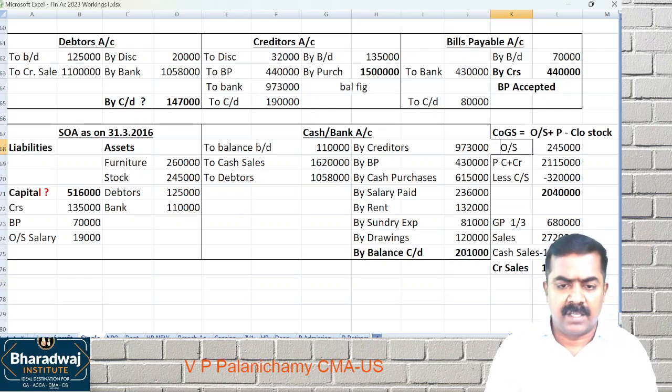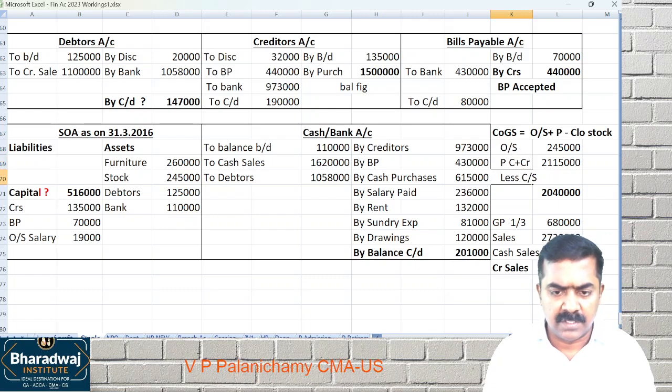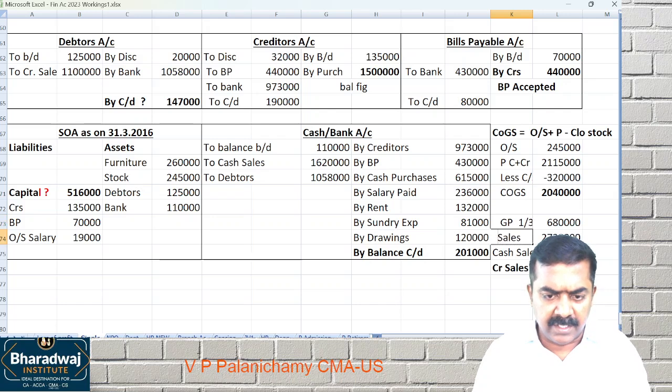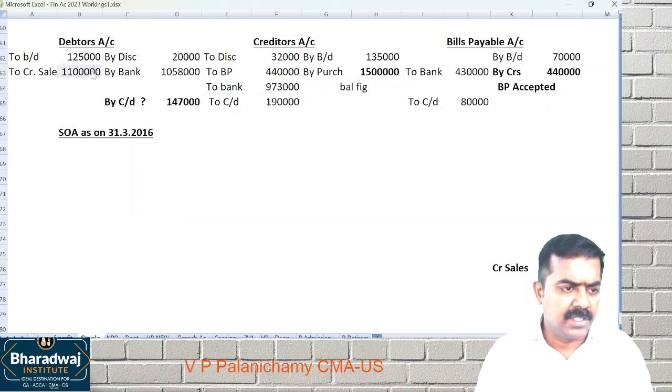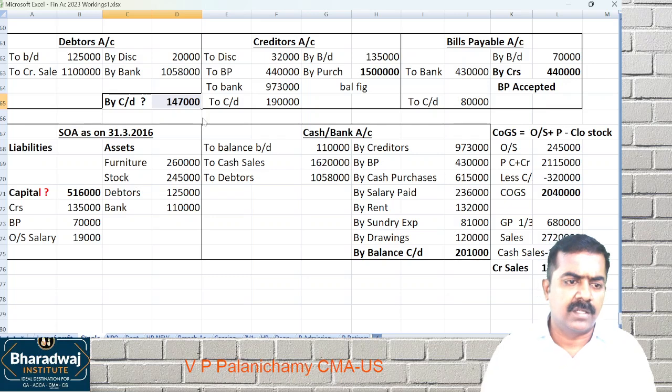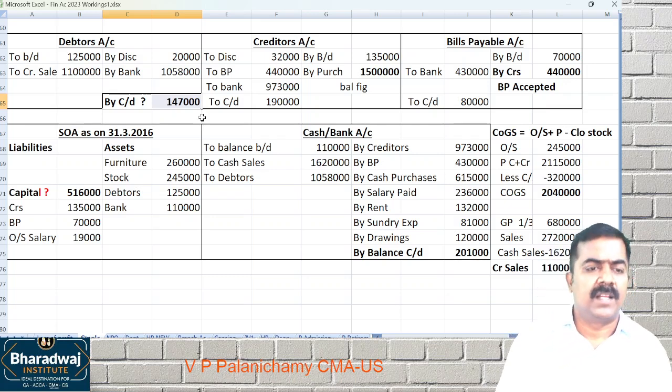So opening stock plus purchases minus closing stock gives us cost of goods sold. Add gross profit, it gives us total sales. Total sales minus cash sales will give us credit sales. Using the credit sales, cash collections and discounts allowed, we get closing debtors as a balancing input.